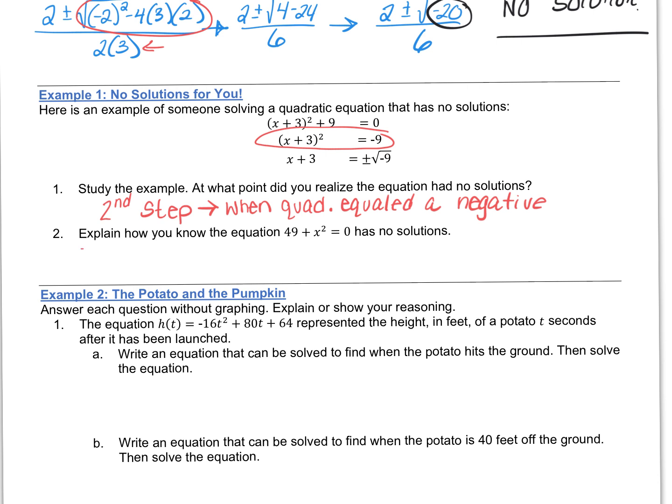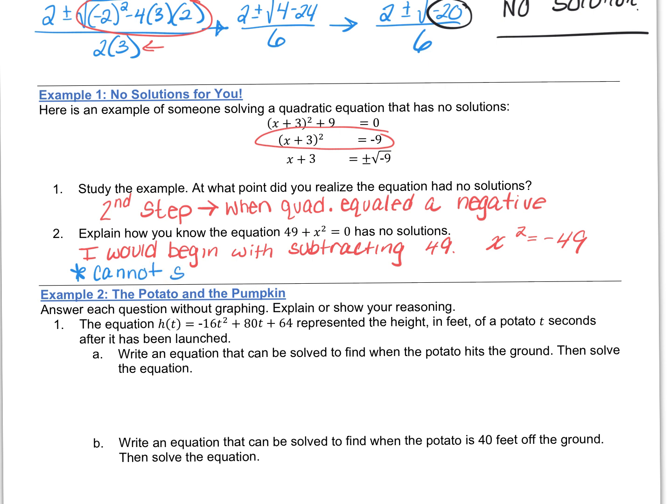Well, I would begin with subtracting 49 to both sides. And so we would get x squared is equal to negative 49, and we cannot square root a negative again. So I'd say cannot square root a negative. There's a lot of writing on this one. All right, let's look at the next example.